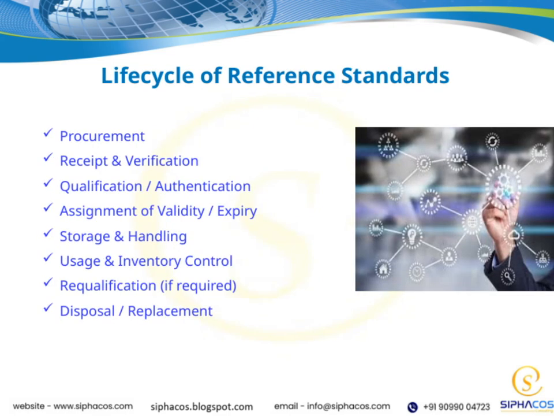Let's walk through the life cycle of reference standards, starting with procurement. This is where we acquire the standards, making sure we get them from reputable sources. Once received, the next critical step is receipt and verification. We need to check that what we've received matches our order and is in good condition. Moving forward, qualification or authentication is essential to confirm that these standards meet our quality requirements and are suitable for their intended use. After authentication, we assign a validity or expiry date.